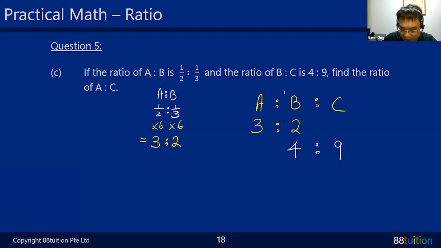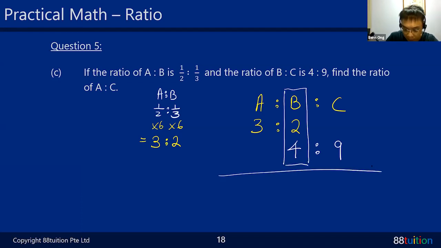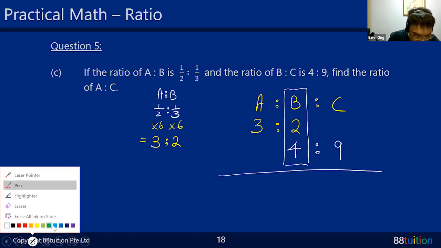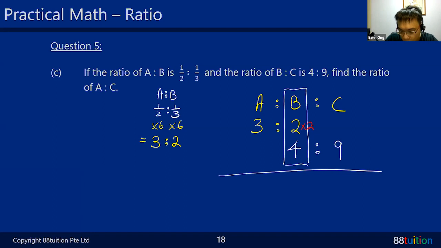B is supposed to be the same person, right? How come one number is 2 and the other number is 4? Not fair. So how? Make it fair. How do you make it fair? The 2, you have to times 2 to make it the same number. Remember, if you times 2 for the B, the A you also must times 2. That is fairness. Whatever you do on one side, you do on the other side. 2 times 3 is 6. 2 times 2 is 4, and it's 4 here.